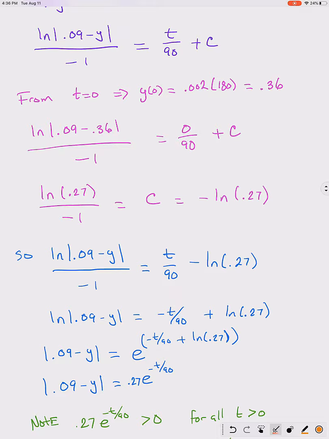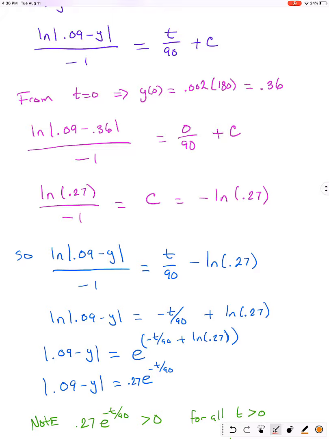We're told that when time is equal to 0, the amount of carbon dioxide in the room is 0.2%. I did it in decimal form, so I did 0.002 and multiplied it by 180. So there is 0.36 meters cubed of carbon dioxide when we are starting initially.